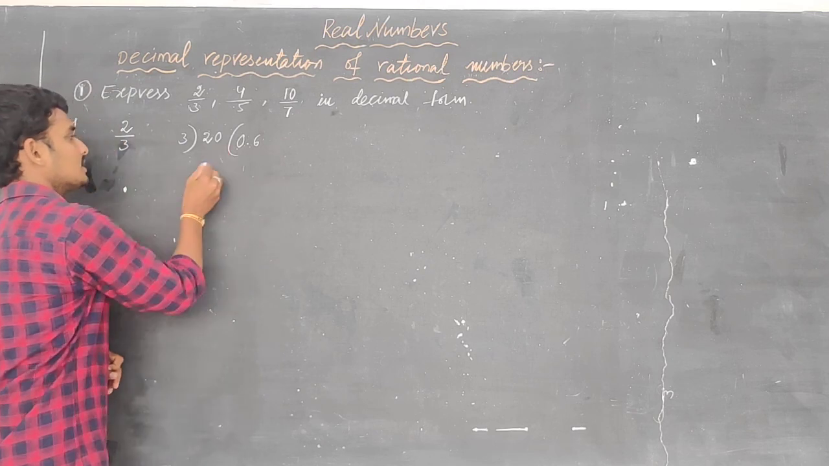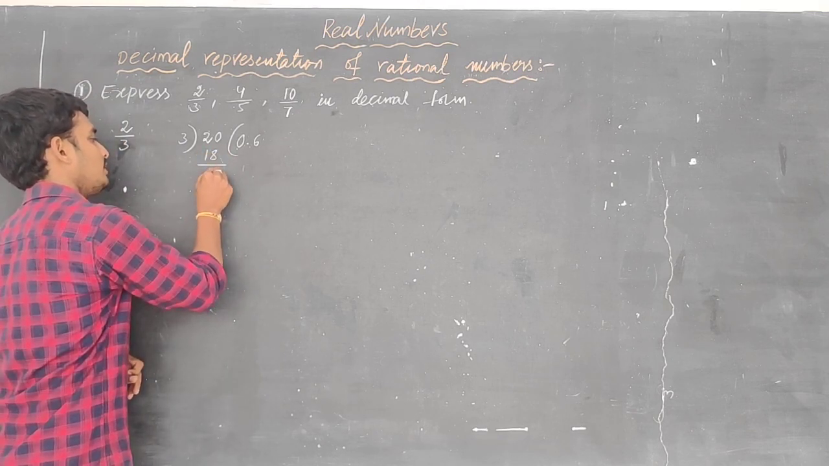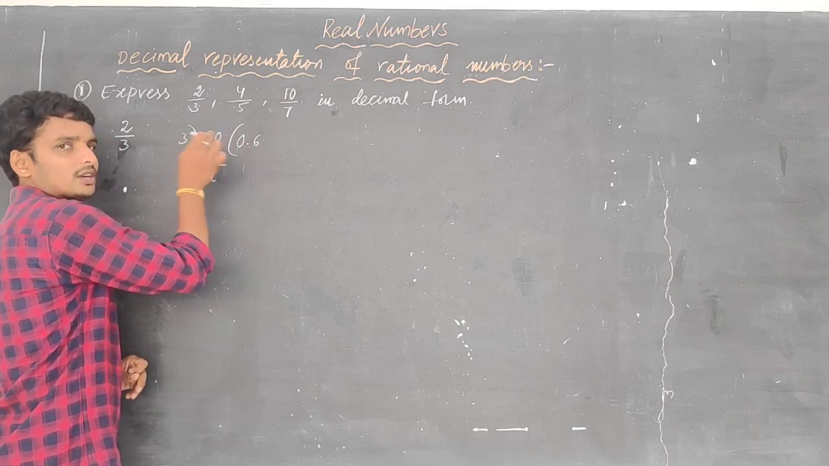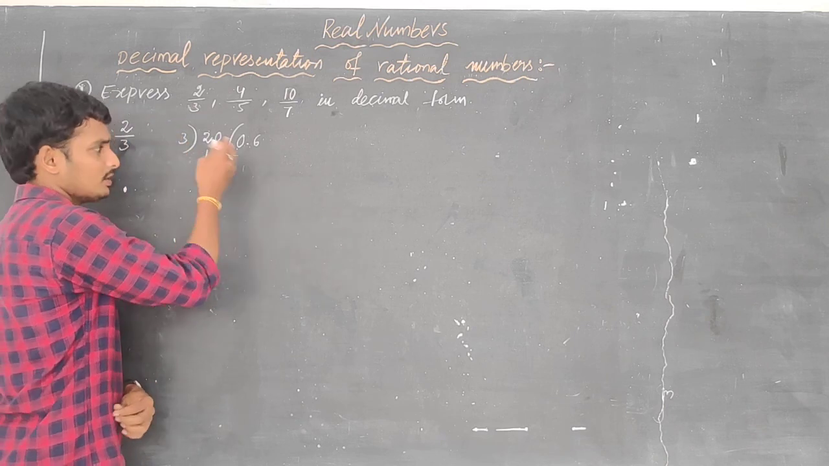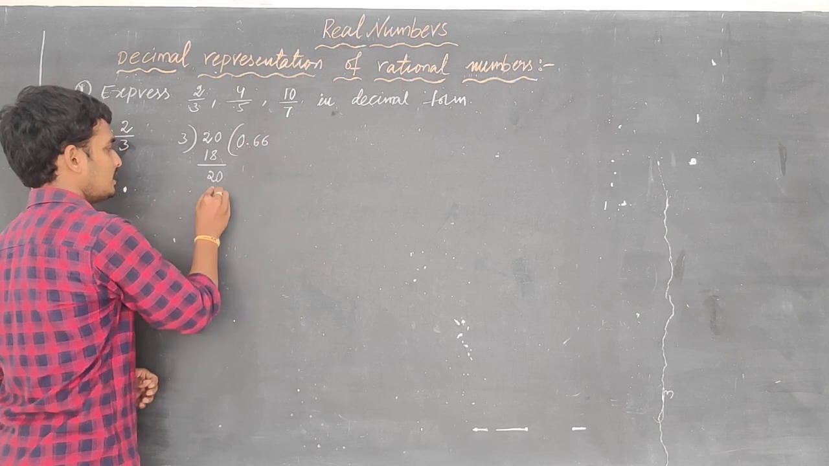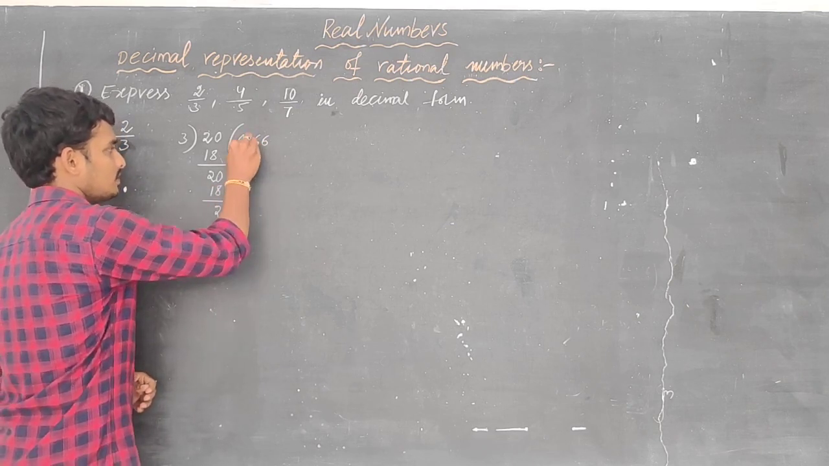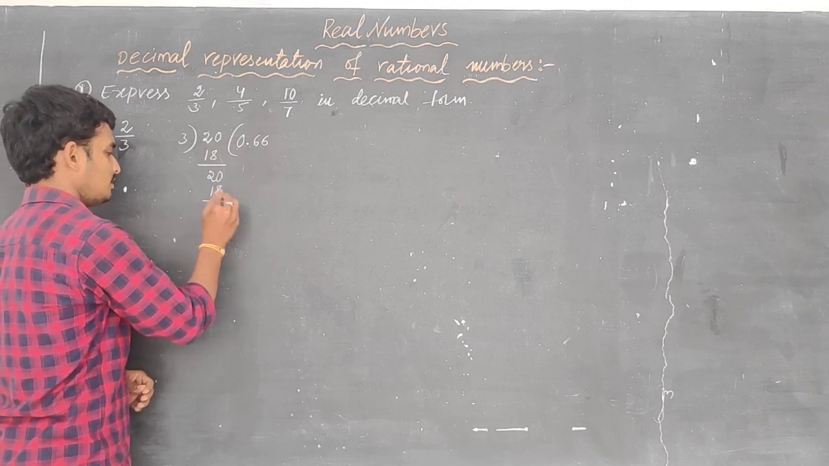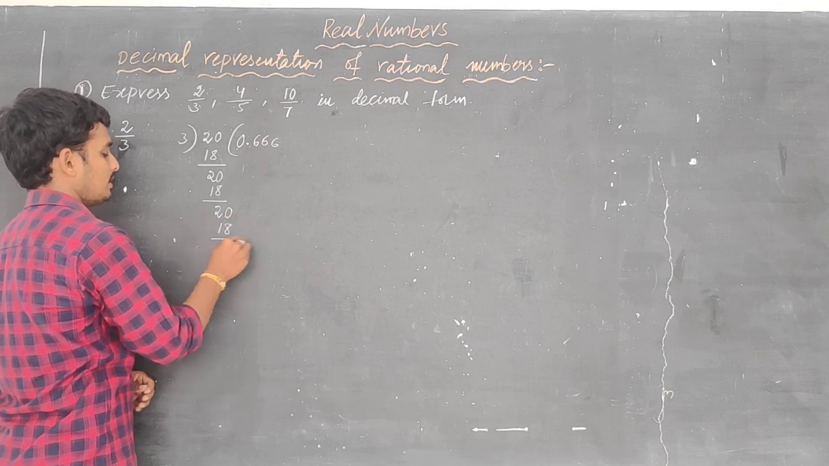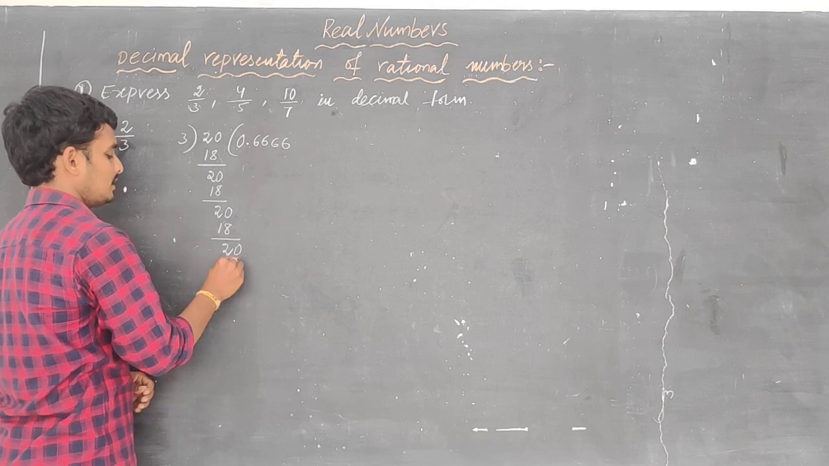6 3s are 18. The remainder is 2. When you keep the 0 in the place of the quotient, there is no need to keep the dot and 0 again. So 0 is coming. 6 times 3 is again 18. The remainder is 2. Here is the dot. Again 6 times 3 is 18. The remainder is 2. Again 20. Again 6 times 3 is 18.